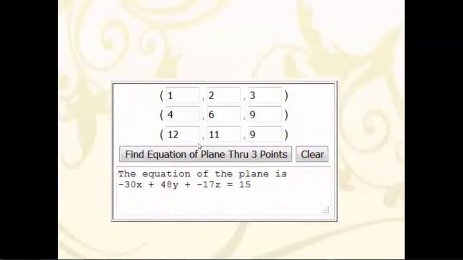Instead of using this technique, you can also use this very useful calculator in order to find directly the equation of the plane passing through 3 given points. If you put all the 3 points in 3 rows, then you will get in the 4th row the corresponding Cartesian equation of the plane.